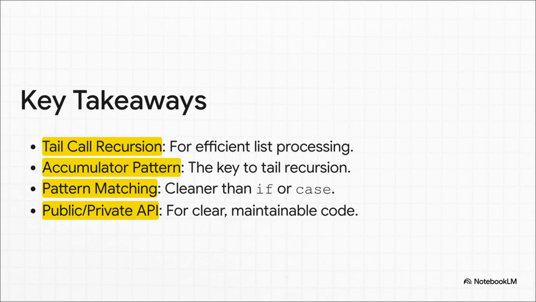So what are the key things to remember? 1. Always use tail call recursion for enumerables to keep your memory safe. 2. The accumulator pattern is how you unlock that power. 3. Always reach for pattern matching before you think about conditional logic. And finally, use that public/private function pattern to keep your APIs nice and clean.